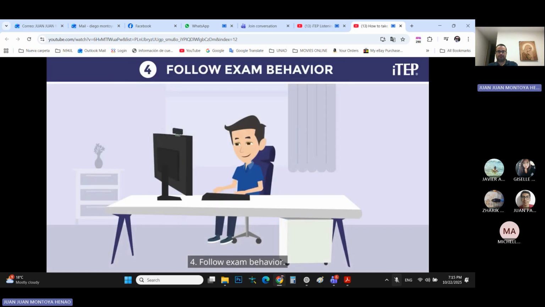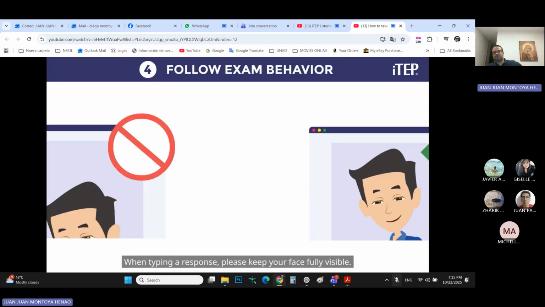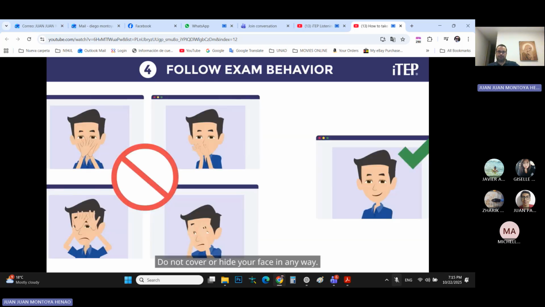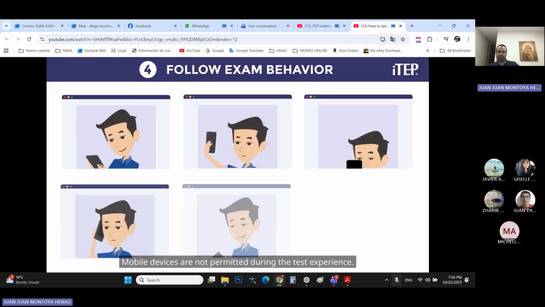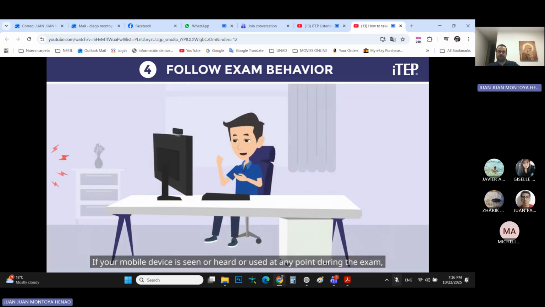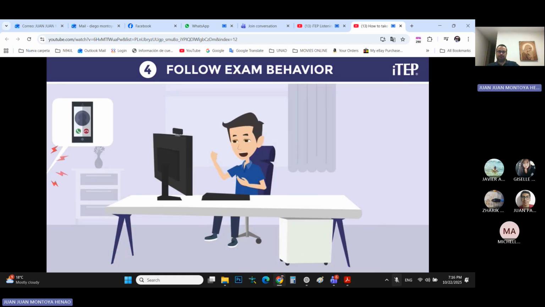4. Follow exam behavior. Do not look away from the screen during the test. When typing a response, please keep your face fully visible. Do not cover or hide your face in any way. Mobile devices are not permitted during the test experience. There are no exceptions. If your mobile device is seen or heard or used at any point during the exam, your exam may be disqualified.